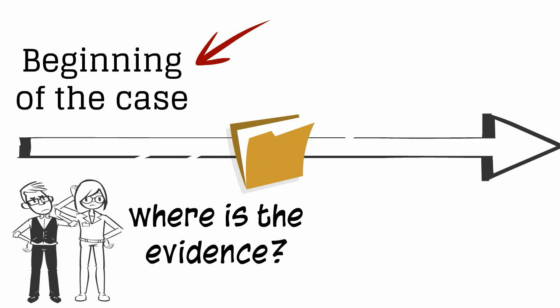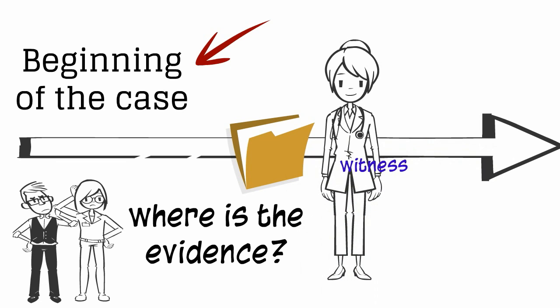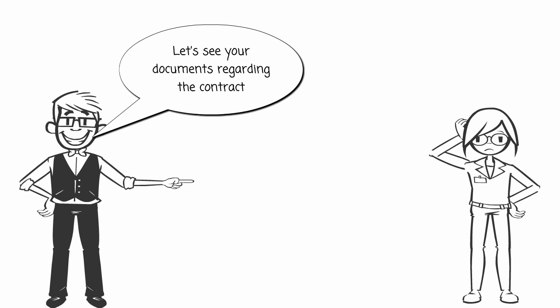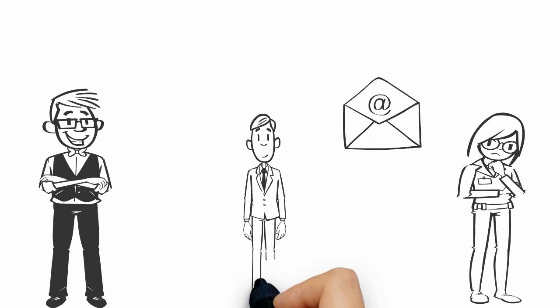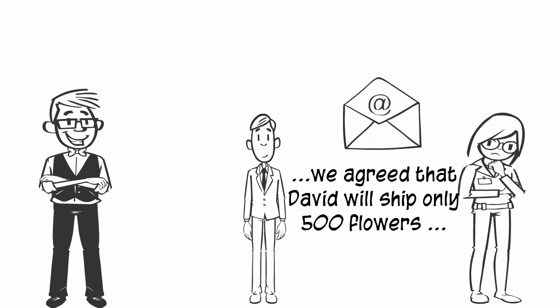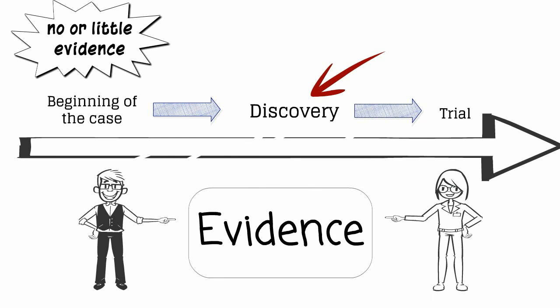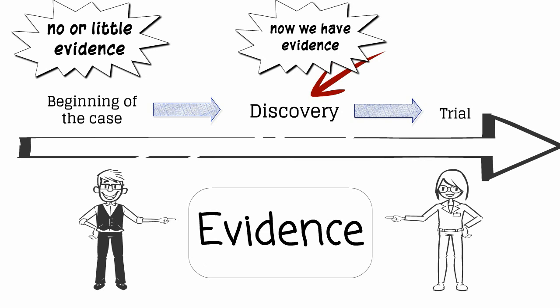To decide which side is right, we would want to look at documentary evidence and hear from witnesses. During discovery, both parties should disclose all the evidence relevant to the claims and defenses in the action. For example, David can demand that Patty show him her documents related to the contract. It would help David if he learned that Patty sent an email to her colleagues saying, "We agreed that David would only send 500 flowers." Of course, Patty will also have an opportunity to look at David's documents related to the contract. Through discovery, prior to trial, both parties have access to all the evidence relevant to the case.